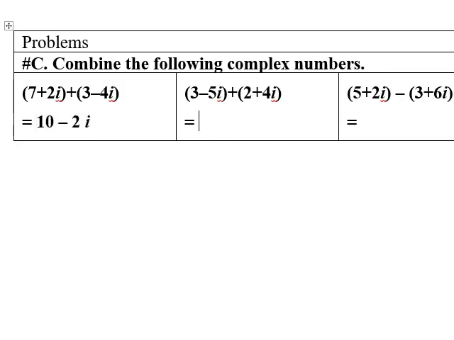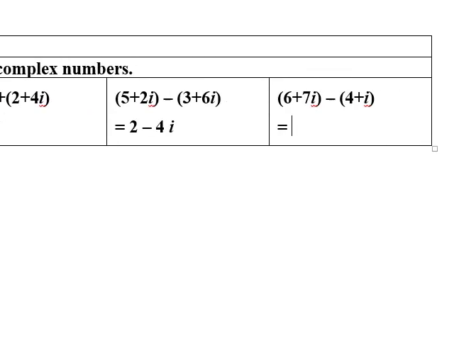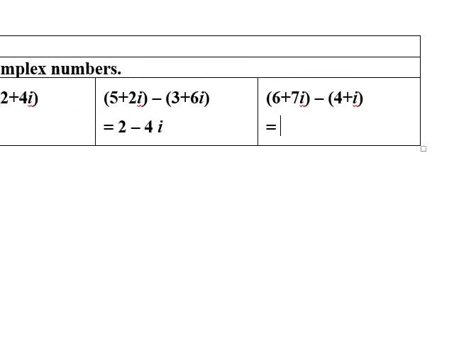There it is. 3 minus 5i plus 2 plus 4i. Well, it's going to be 5 minus 1i, which is, of course, 5 minus i. There you go. 5 plus 2i minus 3 plus 6i in parentheses. So it's going to be 2 and then minus 4i. 6 plus 7i, and I have to push that in here. So 6 plus 7i minus 4 plus i, so that's going to be in parentheses. So it's going to be 6 minus 4 is 2, and 7i minus i is 6i. And there we go.